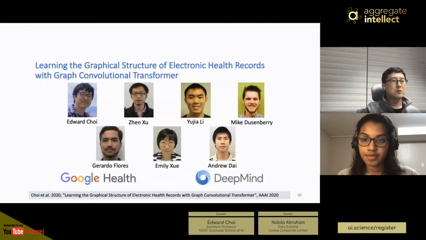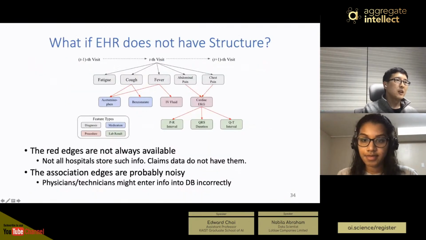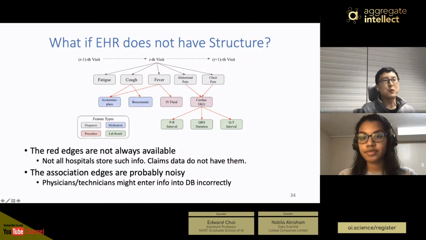So next comes the GCT, which is the last project that I did at Google Health Research before I joined KITES. These were the collaborators. The motivation was that MIME was working okay, but it required the user to know the true structure of EHR. When I say structure, I mean the red arrows, the relationship between pairs of codes in different layers. MIME required you to know the true red arrows beforehand. Otherwise, you can't actually use MIME. If you don't know the adjacency matrix, how are you going to use graph networks?